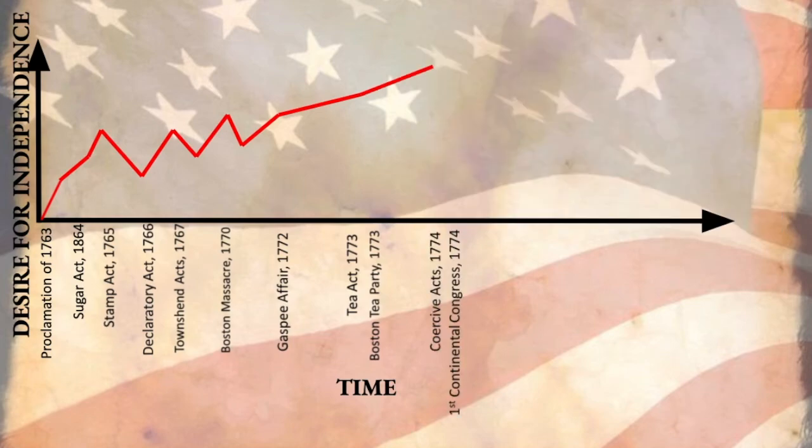So the reaction of Parliament was to pass the Coercive Acts. If you remember, the Coercive Acts was a series of acts that closed the port of Boston, suspended the Massachusetts legislature, and took town meetings and made them so they could only be called by the royal governor, and he could call them at places that were difficult for people to get to.